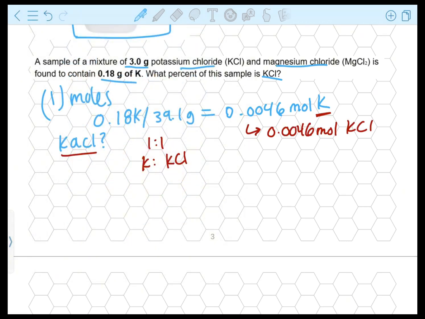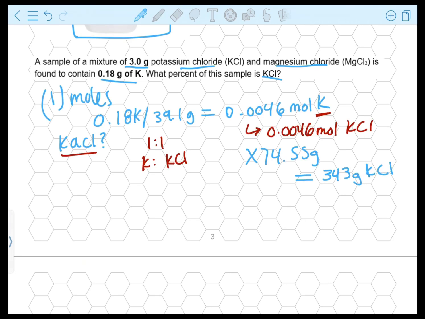Alright, so now let's convert the moles of potassium chloride to grams. I feel like I'm saying potassium chloride a lot. Alright, so we just have to multiply the moles by the molar mass of potassium chloride. And the molar mass of that is 74.55 grams. And that gives us 0.343 grams of potassium chloride.